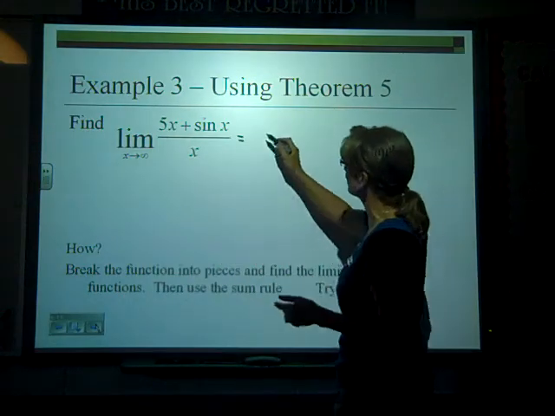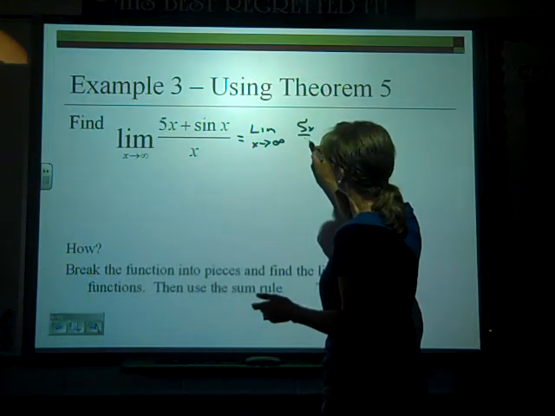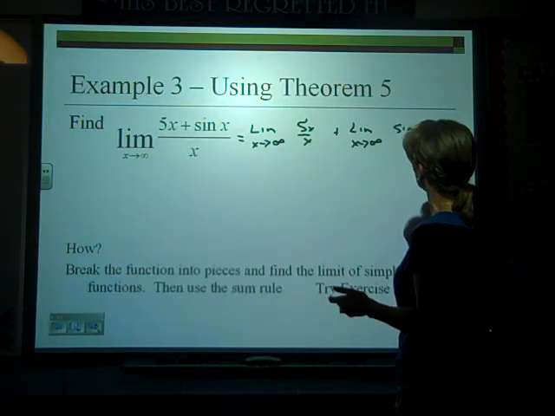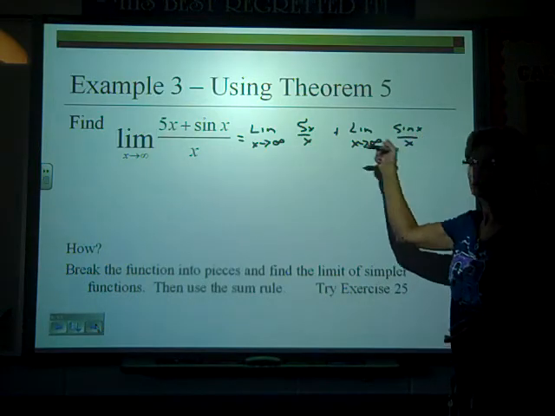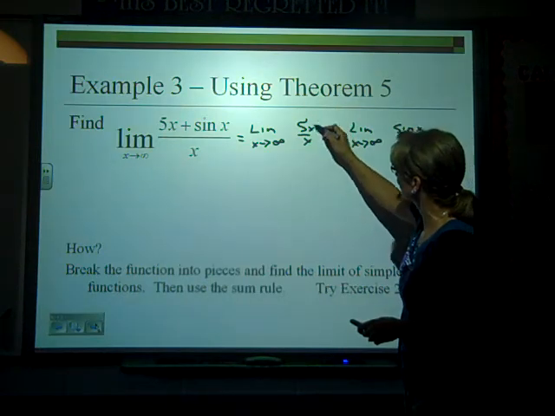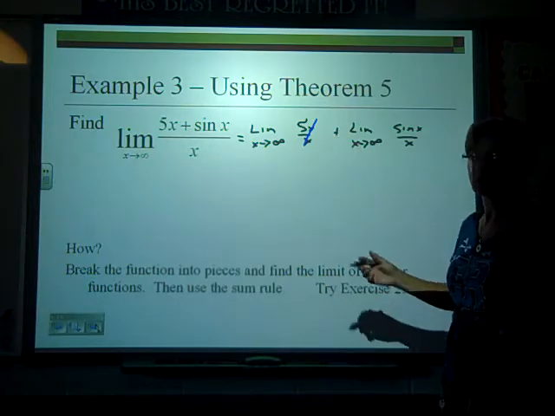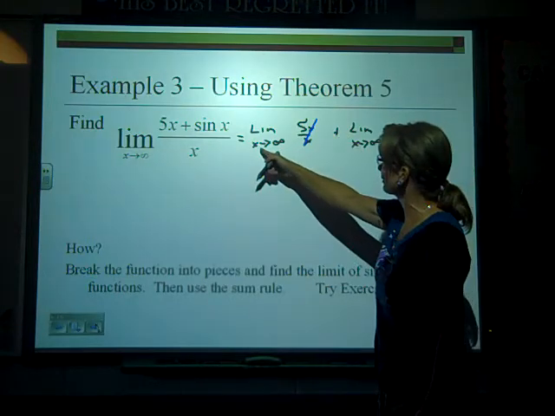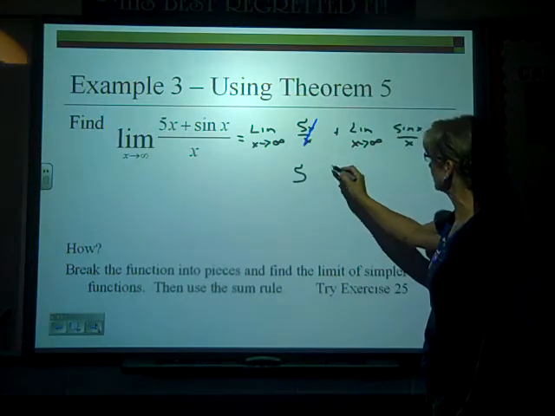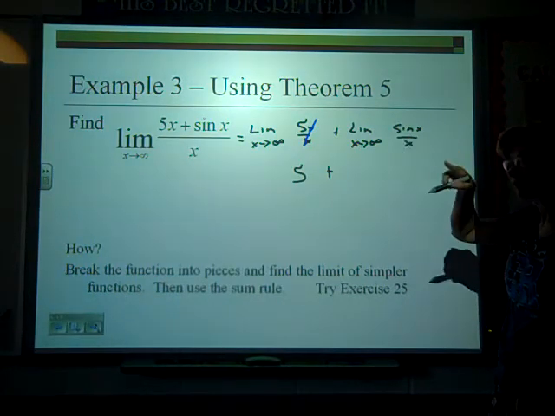This is going to be our sum theorem. This is the same as the limit as x approaches infinity of 5x over x plus the limit as x approaches infinity of the sine of x over x. And you can find both of these. First thing I'm going to do is simplify that. That's just 5. X over x is 1. It doesn't matter what number it is. So now I've got the limit as x approaches infinity of the number 5. It's just going to be 5. And the limit as x approaches infinity of the sine of x over x, which we just determined to be 0.